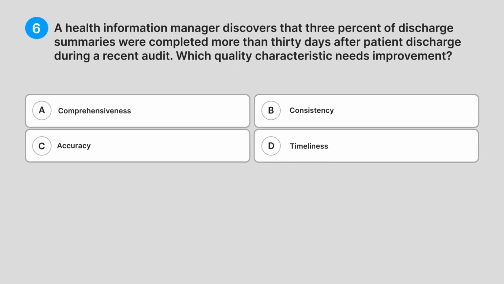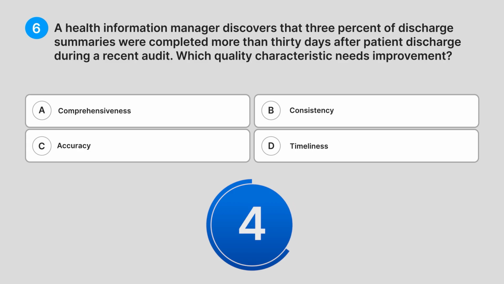6. A health information manager discovers that 3% of discharge summaries were completed more than 30 days after patient discharge during a recent audit. Which quality characteristic needs improvement? A. Comprehensiveness, B. Consistency, C. Accuracy, D. Timeliness. Do you know the answer?